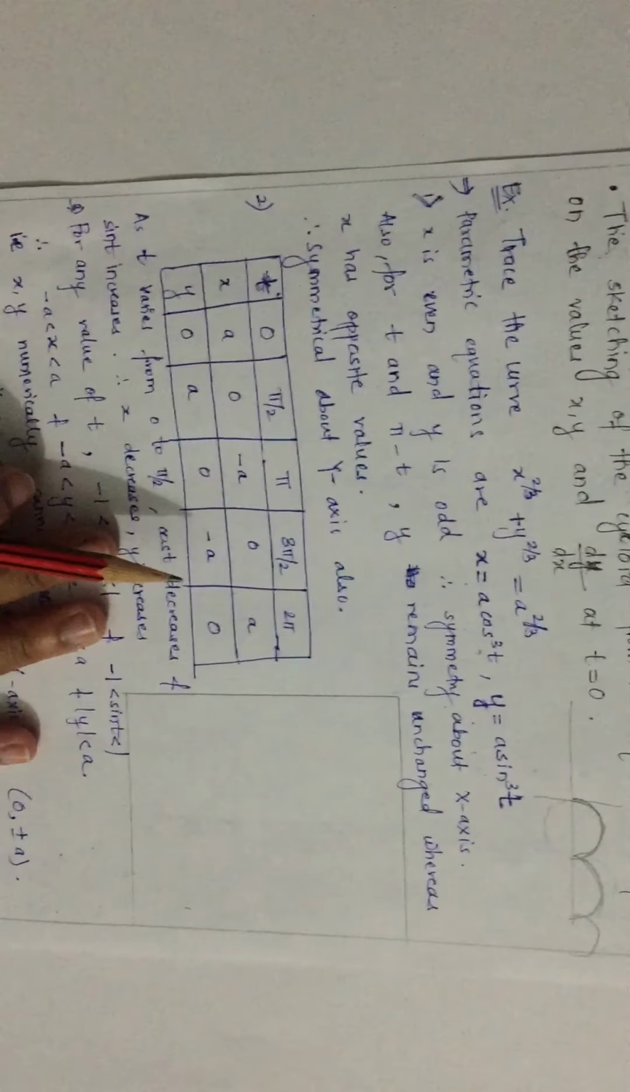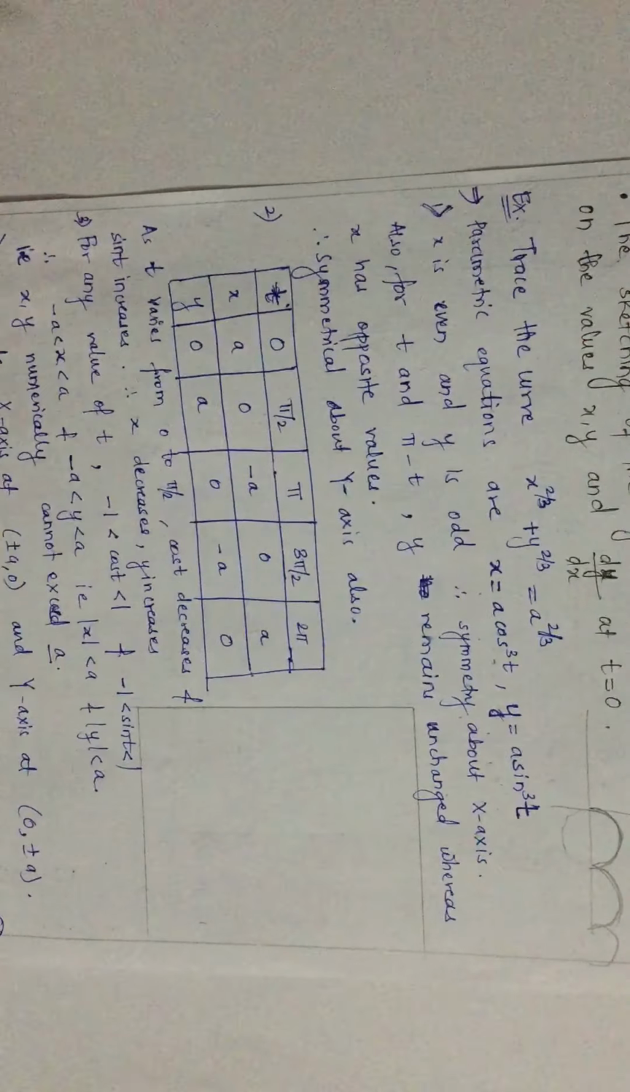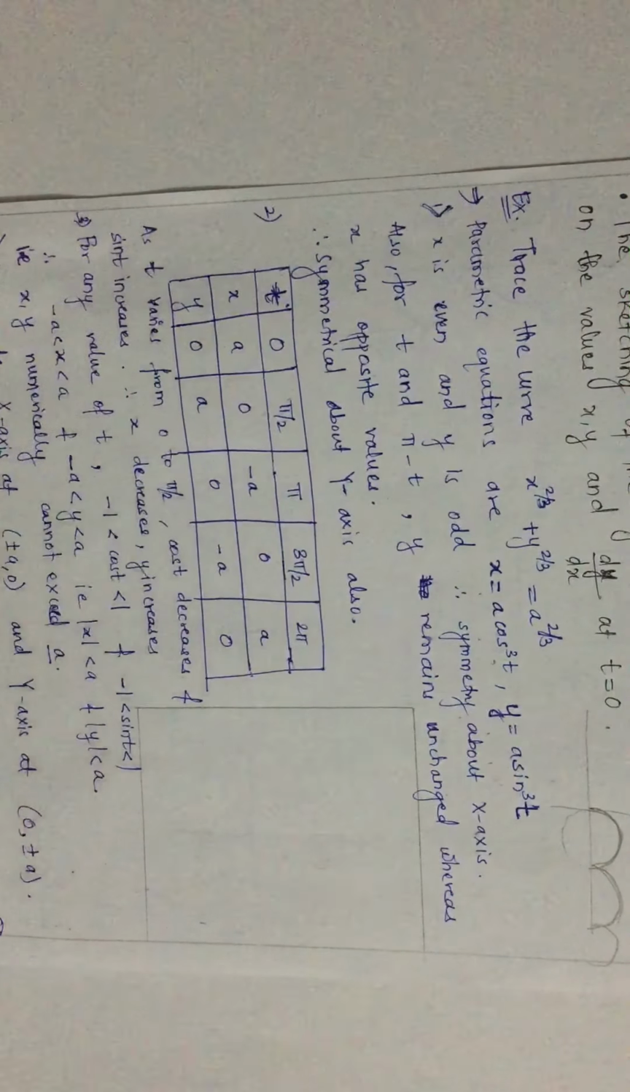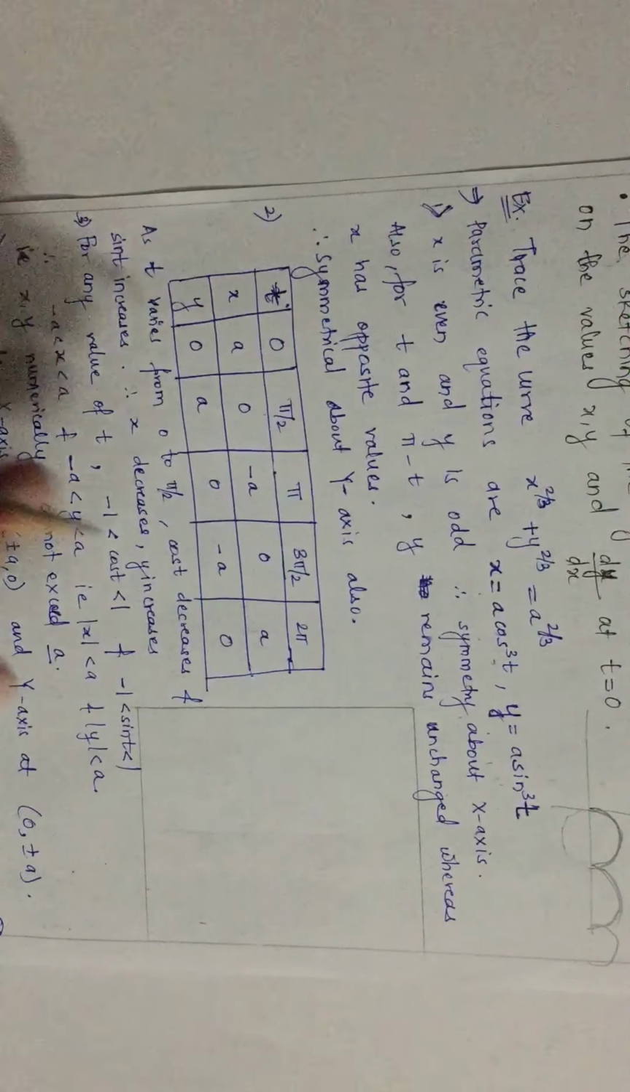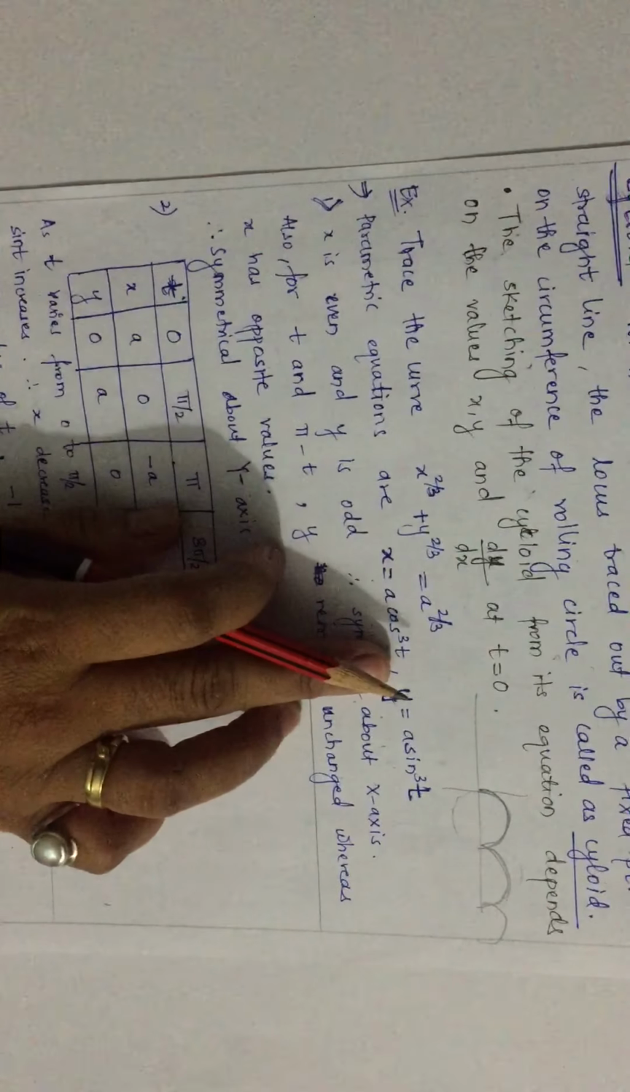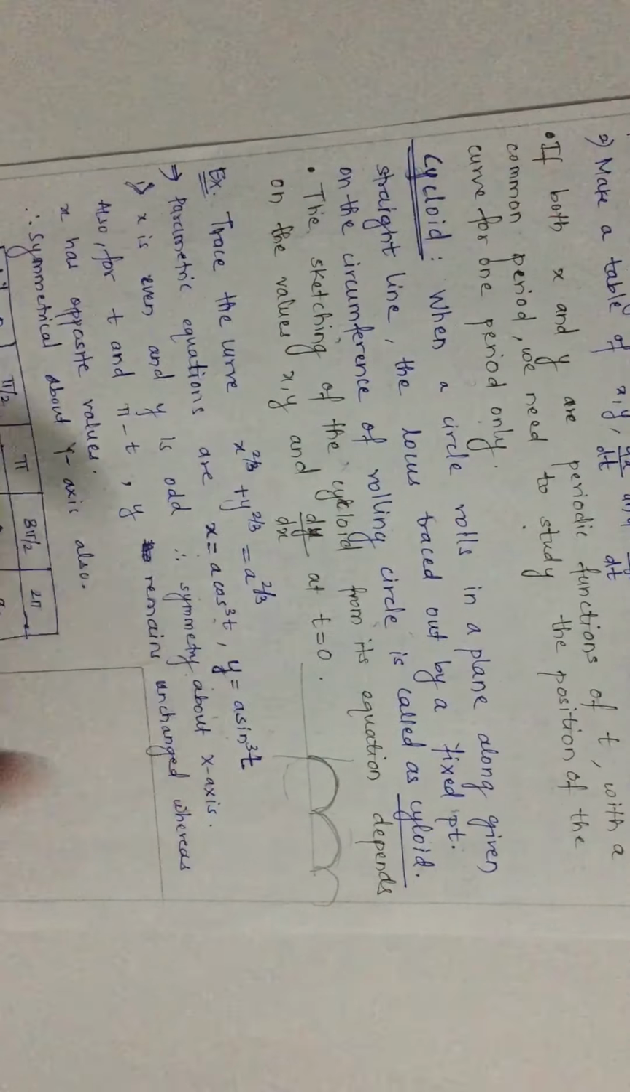Now what do we do? We draw a table and see how this curve varies. So obviously cos and sin are periodic functions of period 2 pi.